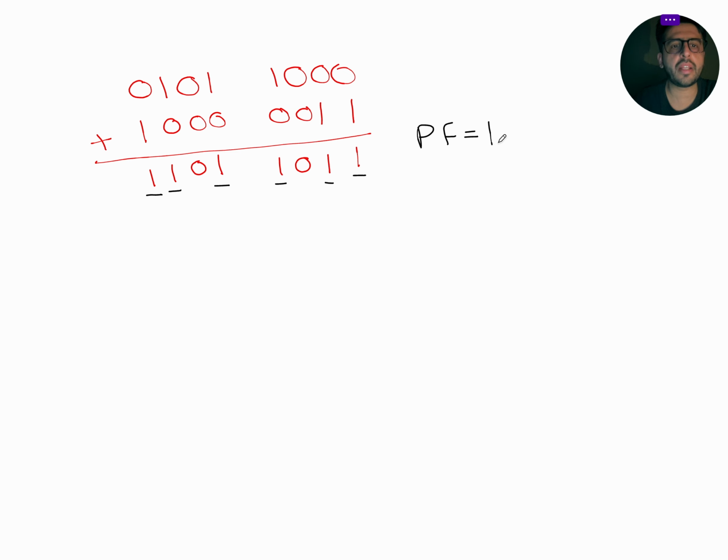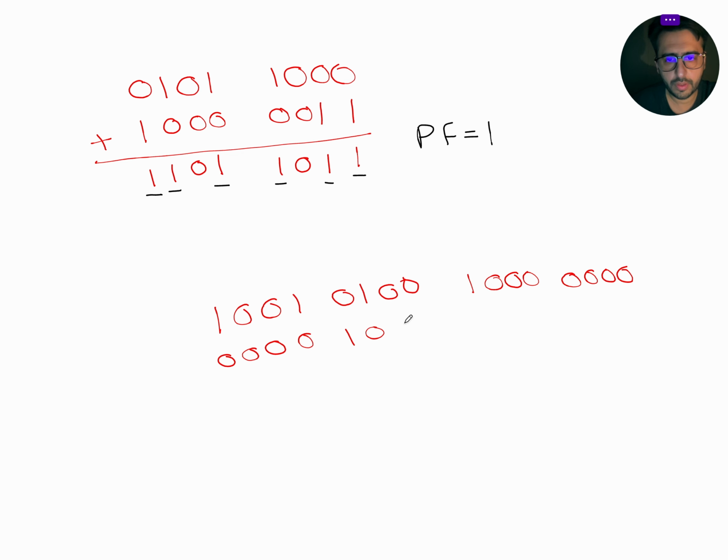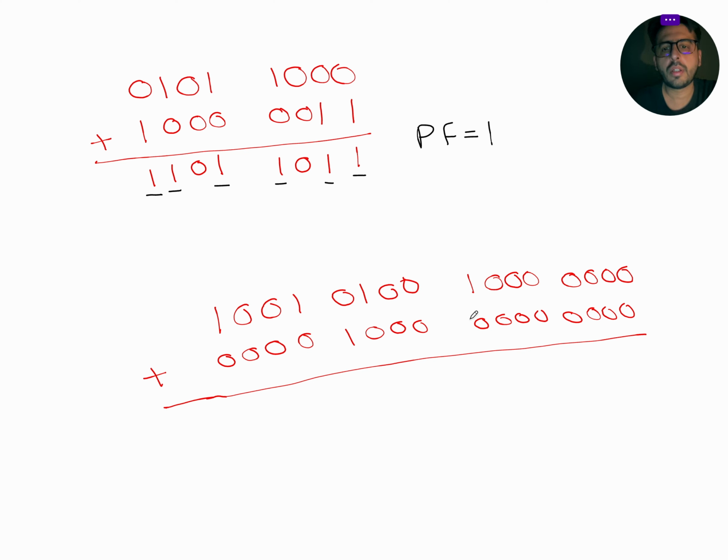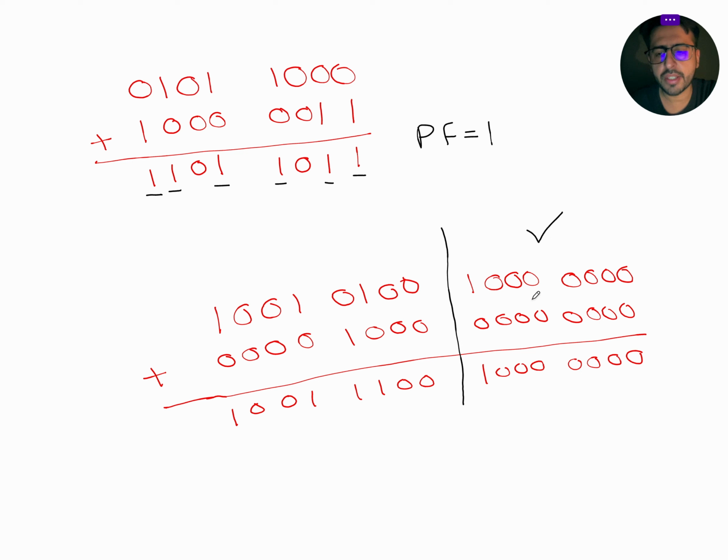Now let's consider another example. Now let's add these two numbers. So the result will become as shown. Just like the auxiliary flag, we will only consider the least 8 bits. The total number of ones in these 8 bits is 1. That's an odd number. So the parity flag will be equal to 0 for this specific example.